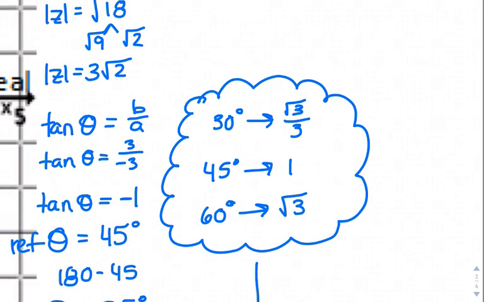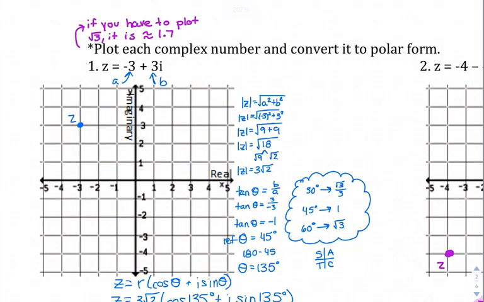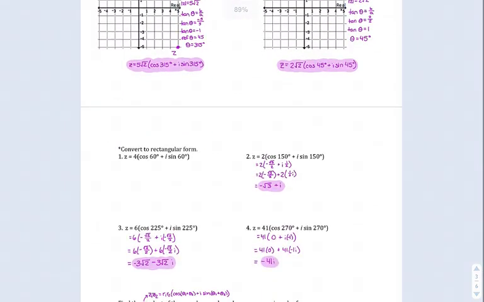And if you think about All Students Take Calculus, tan is negative in quadrants 2 and 4, so it makes sense that my point's in quadrant 2 and tan is negative. So if you don't have those memorized yet, I would definitely recommend it. The next 3 you can complete on your own, and I'm going to go on to how to convert to rectangular form.